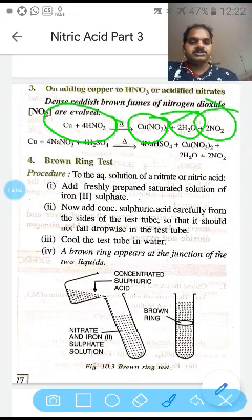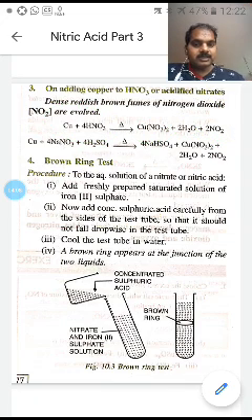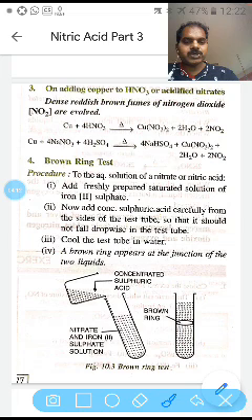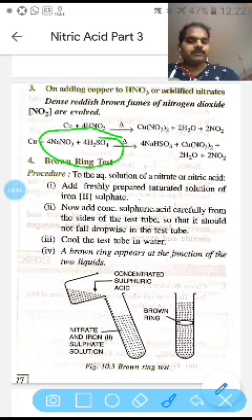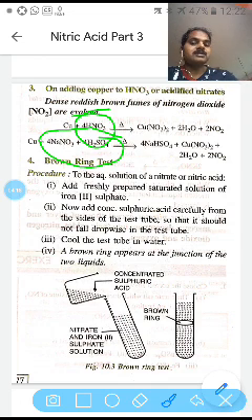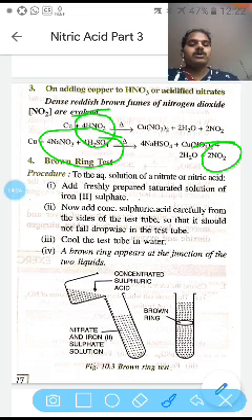Okay, so this is the reaction for copper with nitric acid. Now this can happen also when we have a mixture of sodium nitrate and sulfuric acid. You see, this mixture will produce nitric acid and then it will react with copper to give products. So we can identify it by the brown fumes of nitrogen dioxide that come out.